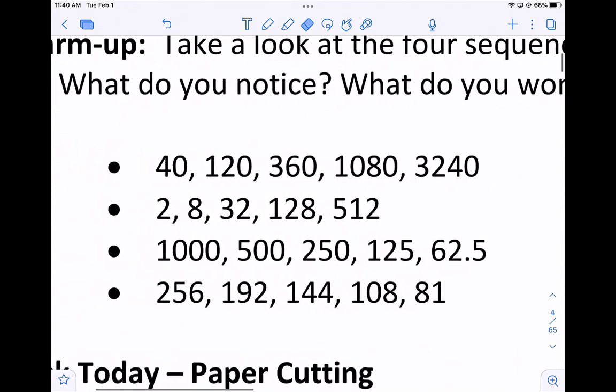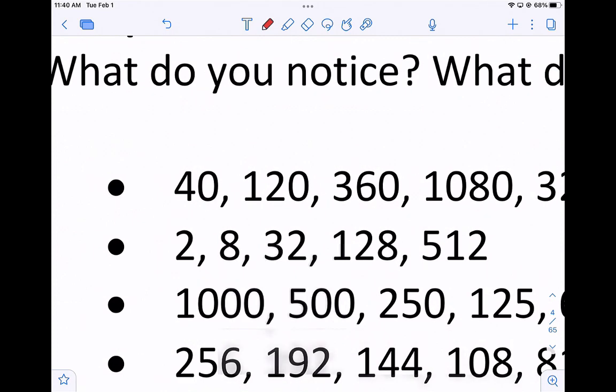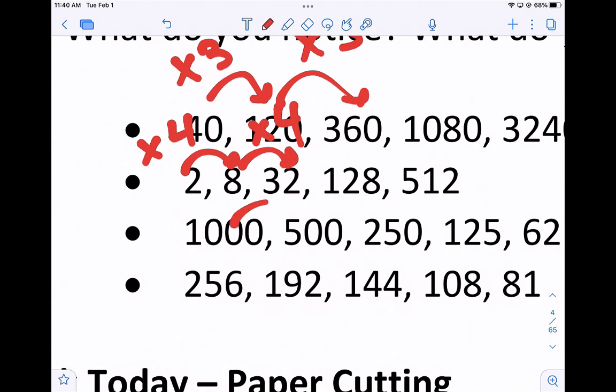So in the first one, we know they're increasing, but by how much? If you divide 120 by 40, it looks like it's going up by 3 every time, and that works for all of them. In our second one, it looks like it's increasing by a multiple of 4. In our third one, it's going down, but by a factor of half. So we're multiplying by half every time.